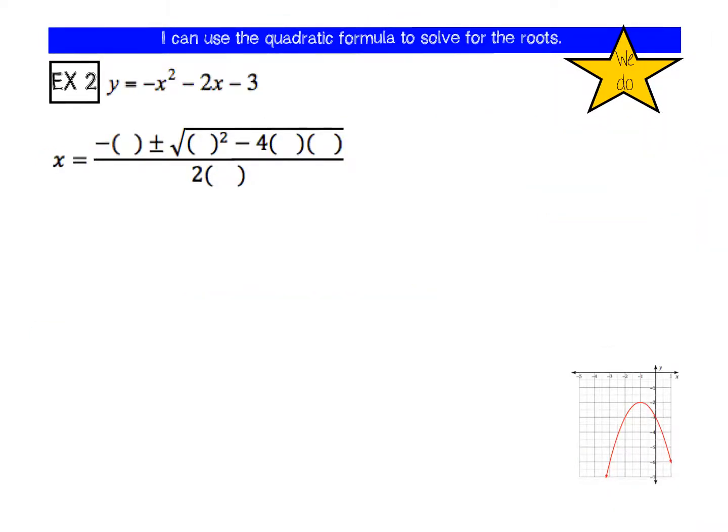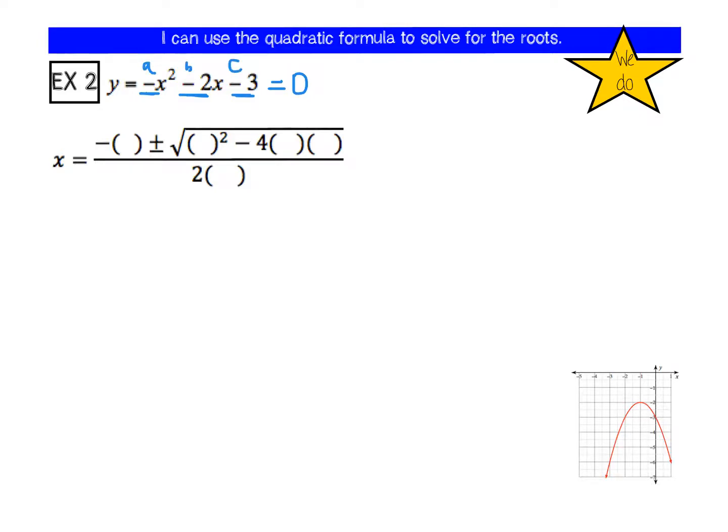All right, so example 2, we're going to go through that same process. Is the equation set equal to 0? I essentially want the x-intercepts, so I want when y is equal to 0. So yes. What are my a, b, and c? So a, again, here is negative 1. b is negative 2. And c is negative 3.